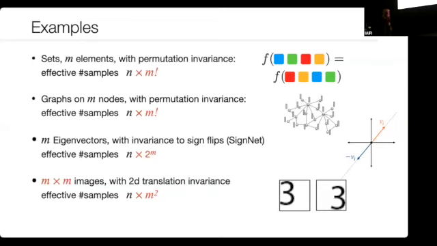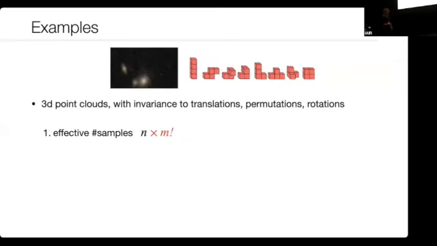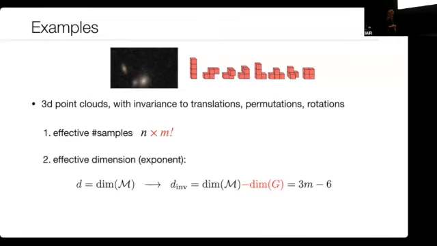And if you look at translation invariance, it's m squared for m by m images. And finally, if you look at 3D point clouds where you have invariance for translation and permutation and rotation, you get that's an infinite group because you have rotations. So you get the finite group gain and you get the infinite group gain by basically subtracting the dimensionality of the group. So you can do this for other things as well. Basically just look at the size of the group and use these formulas that I showed before.